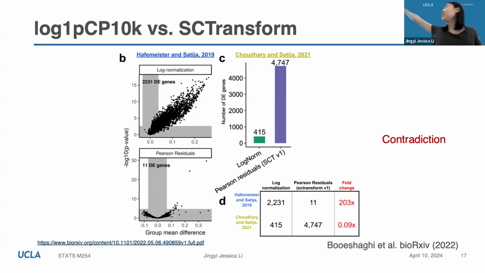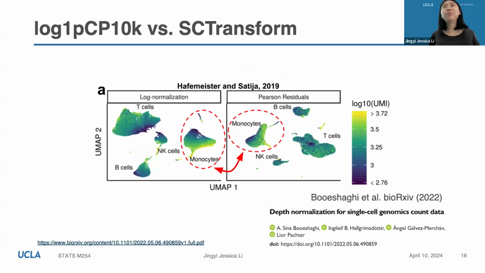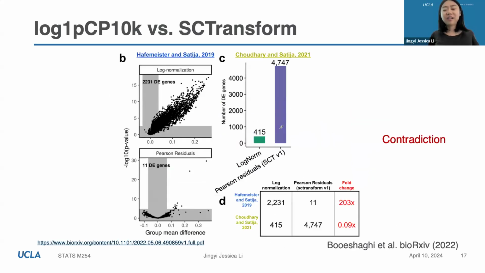However, the same last author's other paper, two years later, which was pointed out by this group of authors, reaches the opposite conclusion. Here you find many more DE genes after SCTransform, but much fewer DE genes when you just do the log normalization. So it seems that you have the opposite trend. I have to say, I didn't do the analysis myself, so I'm just quoting this bioRxiv paper, but it's so interesting.